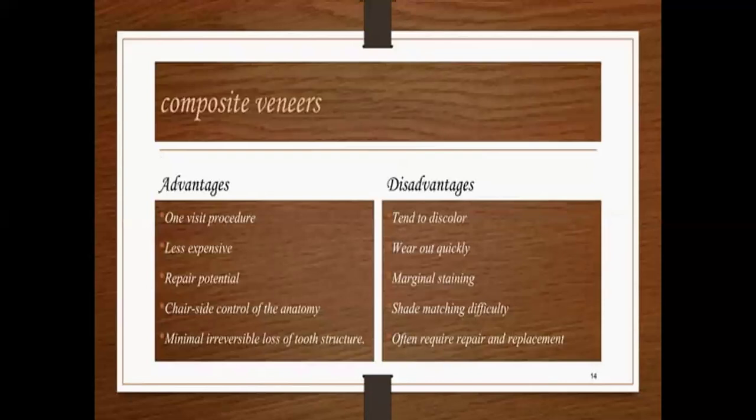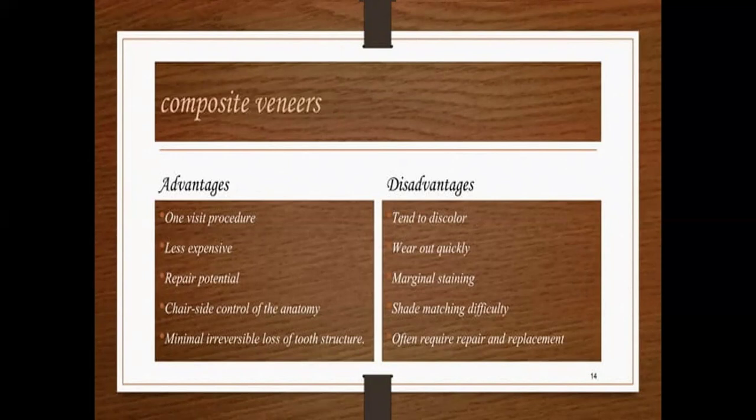When we come to the composite veneers, there are a lot of advantages, and also disadvantages. The advantage is that the patient needs fewer visits. Only one patient visit is needed to do a composite veneer, and when compared with the ceramic veneer it is less expensive. Even if a failure or fracture happens, we can do a better repair on this type of composite veneer.